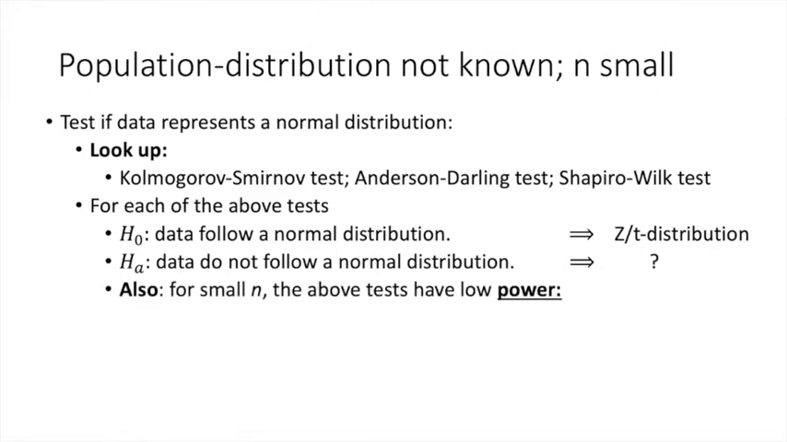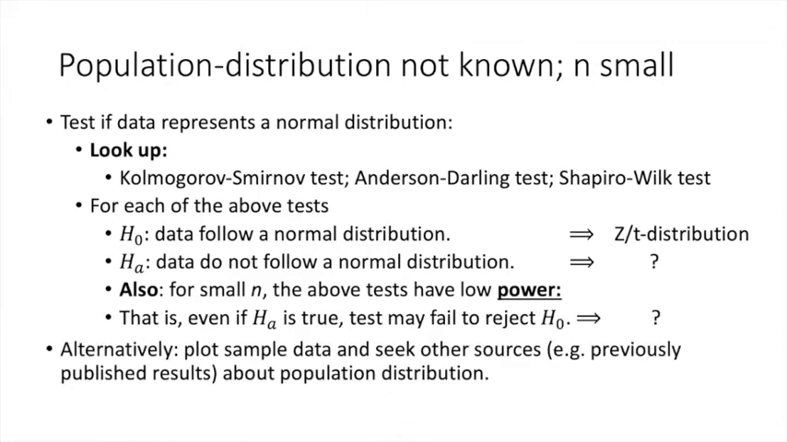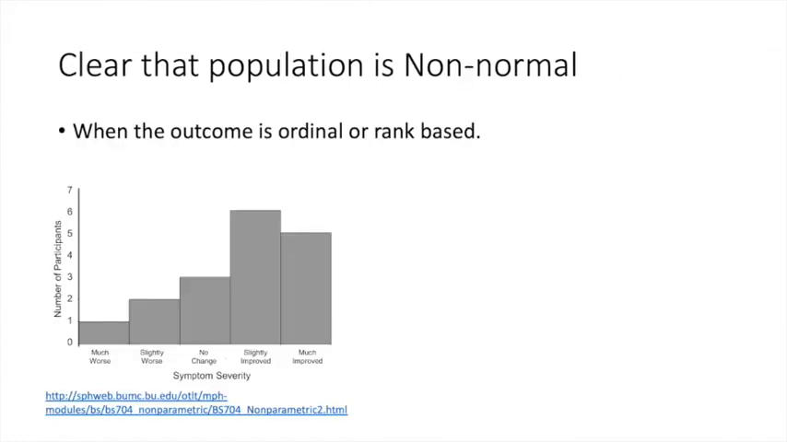Another problem is that these tests have low power to reject the null. That means that these tests may fail to reject the null hypothesis in many cases when they should. So in that case, we can erroneously assume a normal distribution and apply parametric tests. An alternative to these tests is to simply plot the data and use other published information about the underlying population to determine if the data comes from a normal distribution or not.